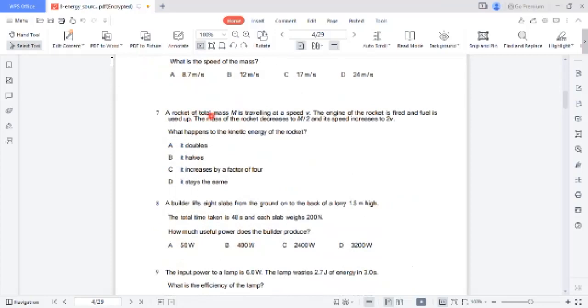A rocket of total mass m is traveling at a speed v. The engine of the rocket is fired and fuel is used up. The mass of the rocket decreased by half and its speed increased by 2v. What happened to the kinetic energy of the rocket? So it is very simple. We know that kinetic energy is half mv square.